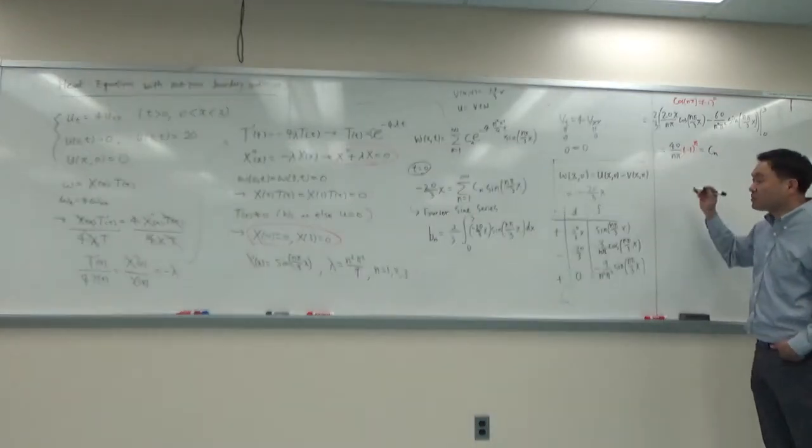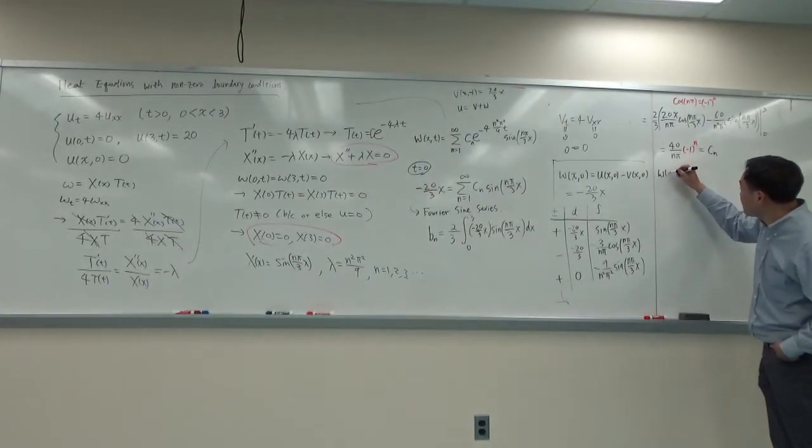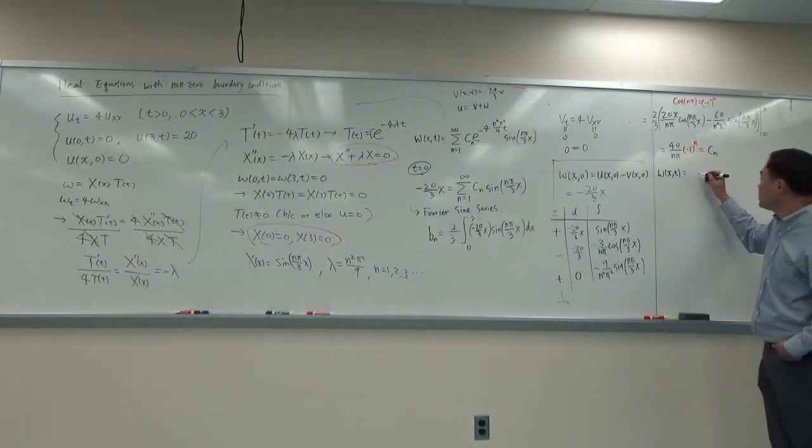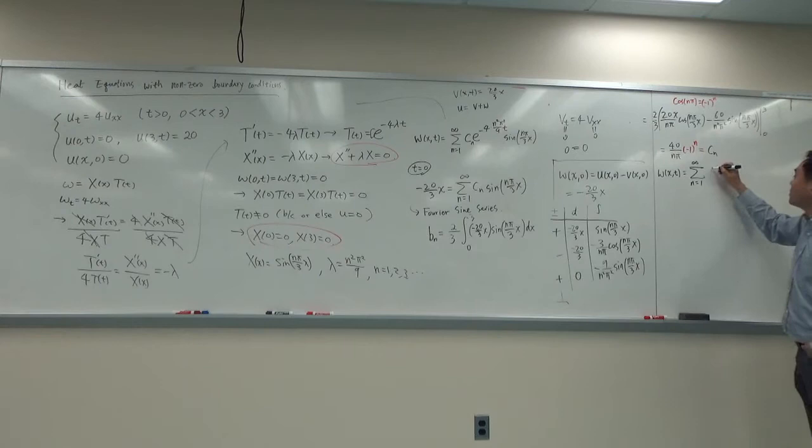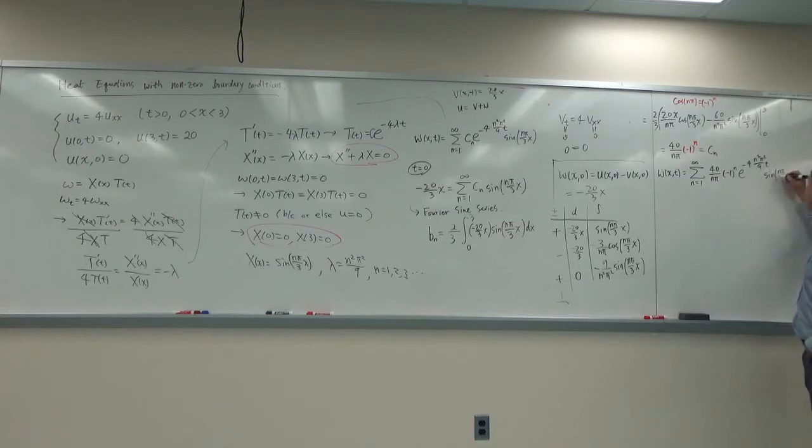And then finally, well, not finally, almost finally, we see that W of x, t is equal to the summation n from 1 through infinity of 40 over n pi, negative 1 to the nth power, e to the negative 4 times n squared pi squared over 9 t, sine n pi over 3x. Okay, so I went a little bit faster because I'm assuming that a lot of you reviewed the previous materials, given that tomorrow's the exam.